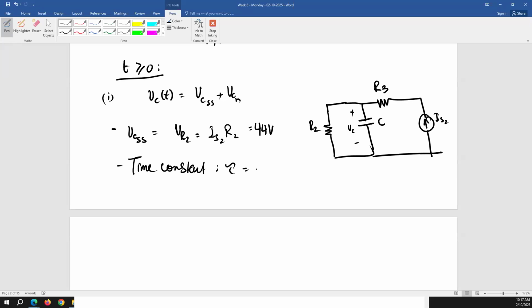Source. What are you doing with the source? When you say source is gone, what's going to happen to the source? If it is short, then R3 will be there. It's opened, right? R3 is gone, only R2 and C are left in the natural circuit. So simply time constant is R2 times C.